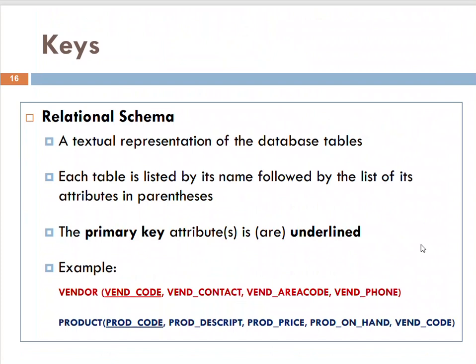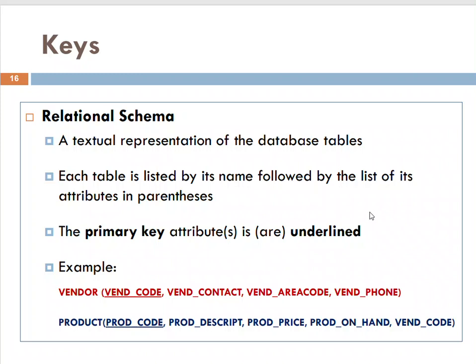Okay, next is relational schema. Okay, relational schema is a textual representation of the database tables. Each table is listed by its name followed by the list of its attribute in parentheses. The primary key attributes is or are underlined. For example, okay, contoh yang tadi kita ada dua table vendor dan table product. So, relational schema ni adalah textual representation. Instead of using ERD, kita boleh juga tulis dia sebagai relational schema.